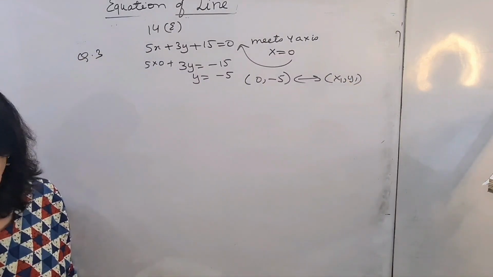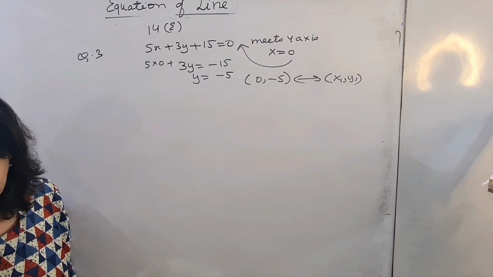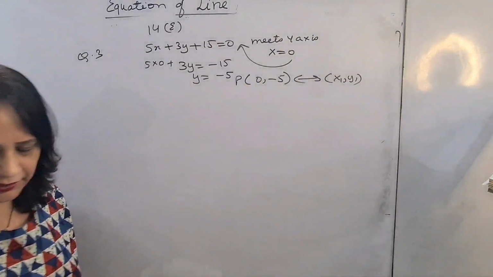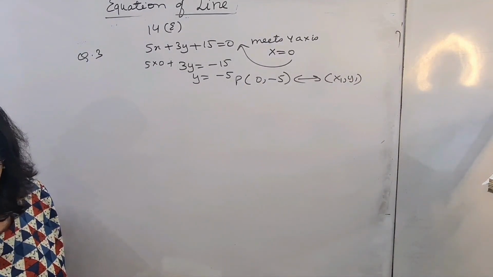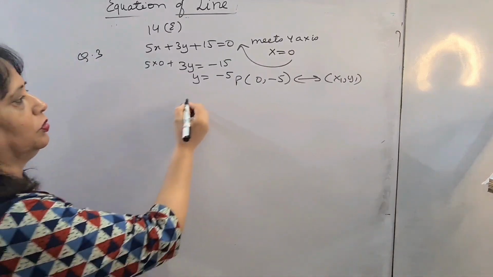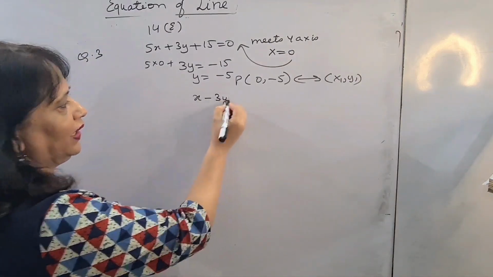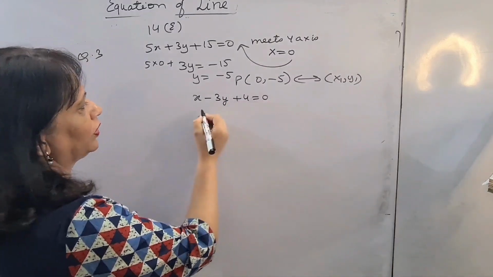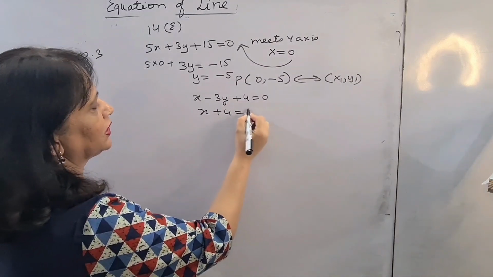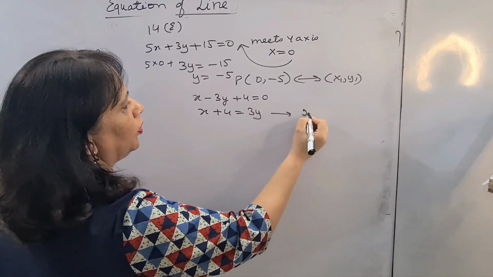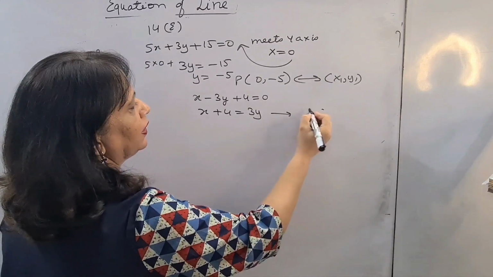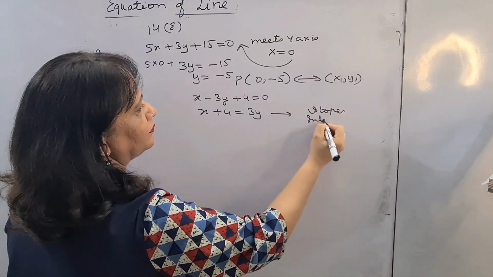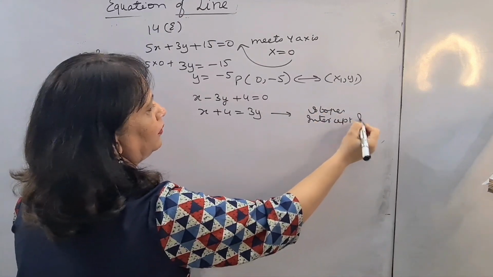So it is x1 comma y1, and find the equation of line through P. Let this point be P, given point 0 comma minus 5, and it is perpendicular to x minus 3y plus 4 as given in the question. You know what to do. x plus 4 is equal to 3y in slope intercept form.